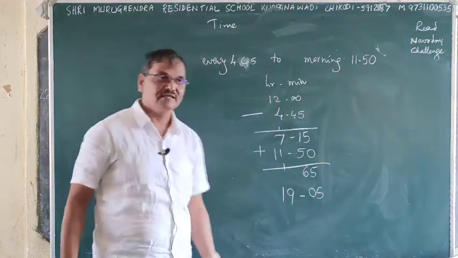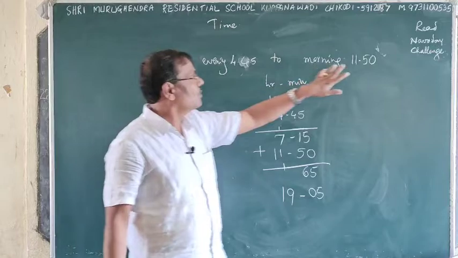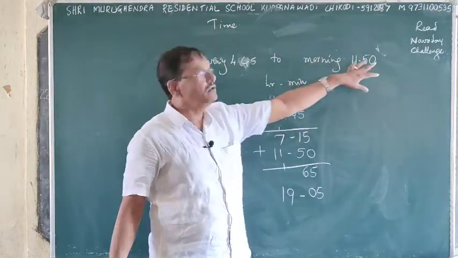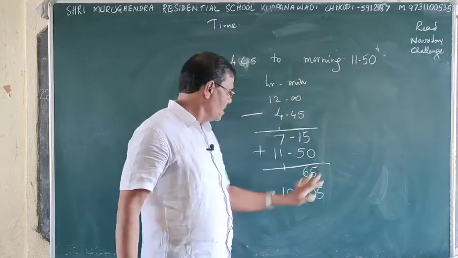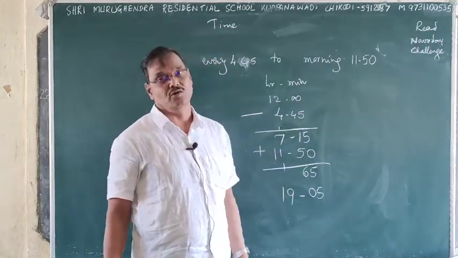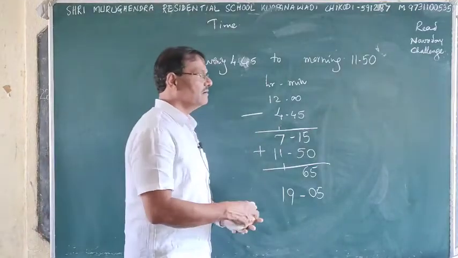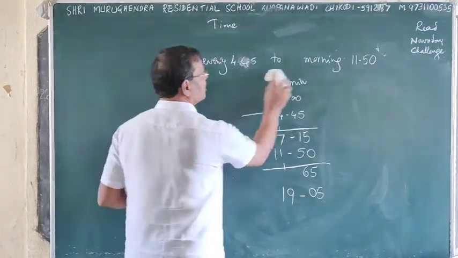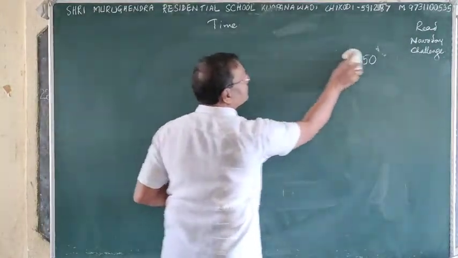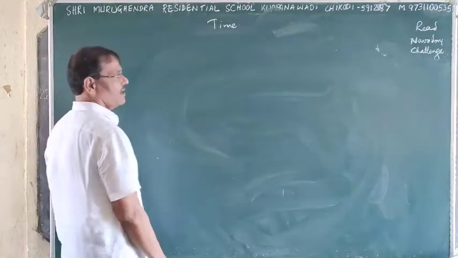If a man works from evening 4:45 to morning 11:50, it means he worked 19 hours 5 minutes continuously. Okay, see, another example I am giving you.